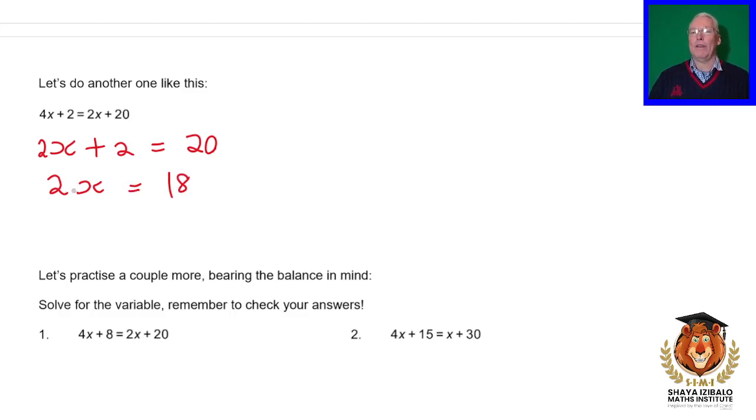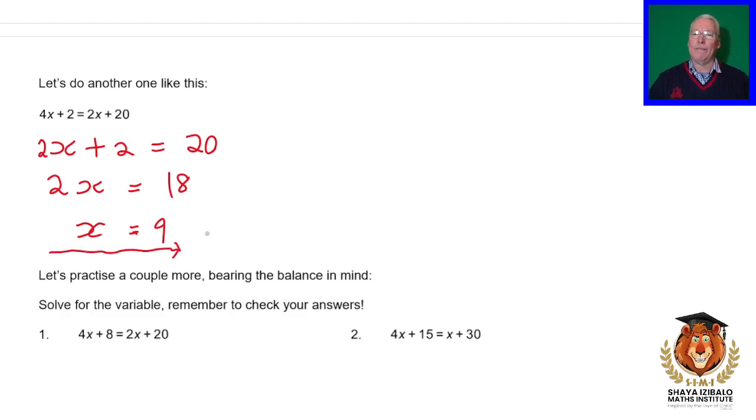Now, what's happening to x? It's being multiplied by 2. I don't want 2x. I just want 1x. Just 1. Okay, I don't need to write that 1 there. What have I done to get from 2x, multiplying by 2? I'm dividing by 2 on both sides. 18 divided by 2 is 9.